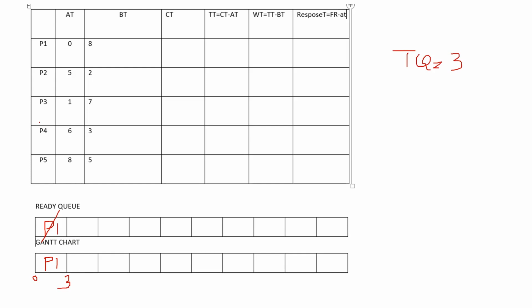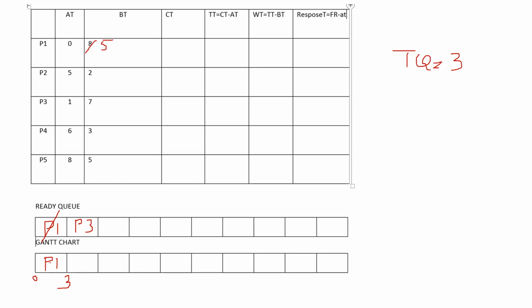But any process that came in between has to be kept in the ready queue. So between 0 and 3, which processes came at times 1 and 2? At time 1, P3 came. So P3 has to wait in the ready queue. At time 2, nobody came. Now the 3 time units are over and P1 has processed. P1 actually has 8, right? Only 3 are over, so how much is pending? Remaining is 5. 5 more units are needed to complete it, but it has to wait.